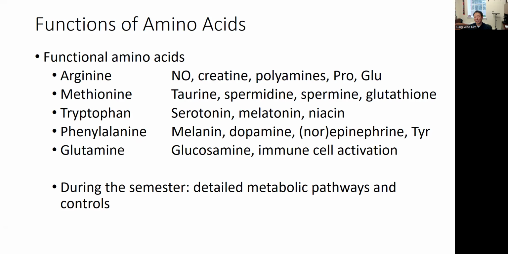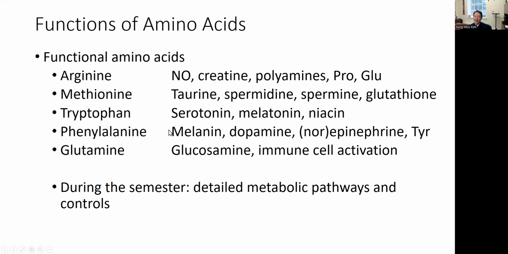In the case of methionine, it becomes cysteine and is further converted to taurine, so it can be a source of taurine. It's also converted to polyamines such as spermidine and spermine. And methionine will be converted to cysteine and further converted to glutathione. Glutathione is one of the most effective antioxidants in an animal cell. So it has functions through this compound.